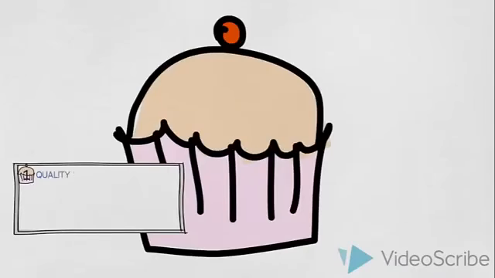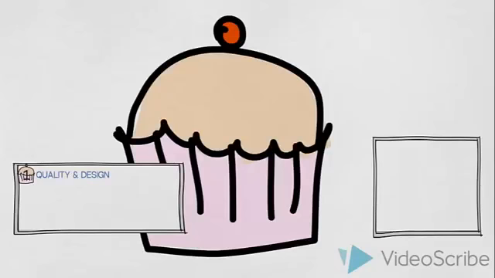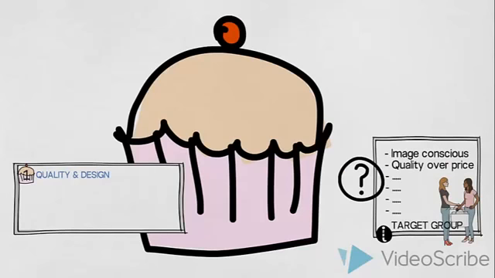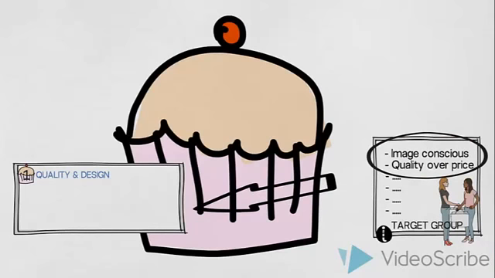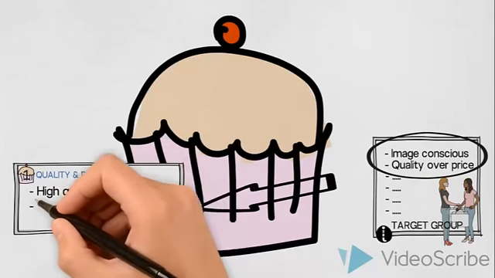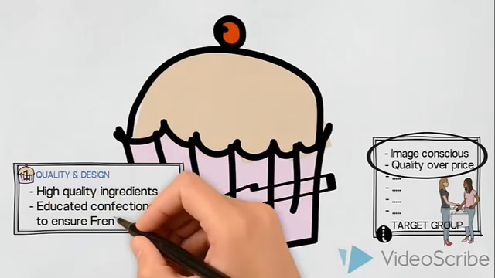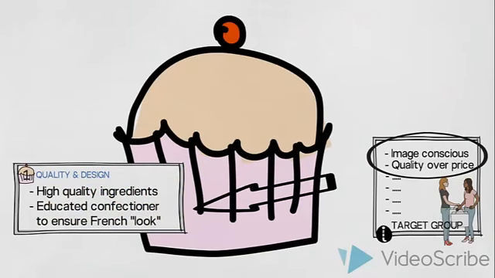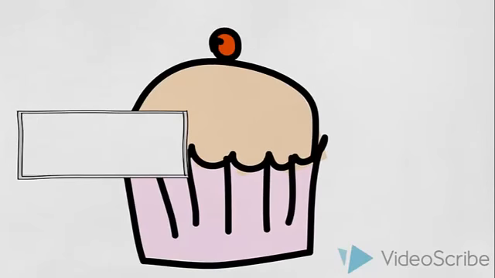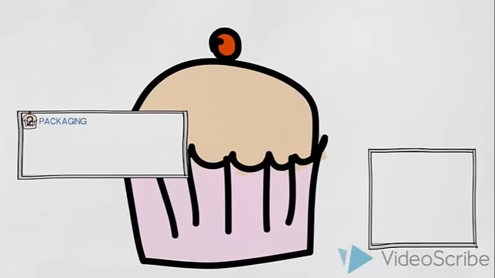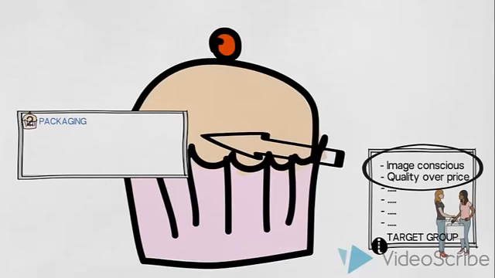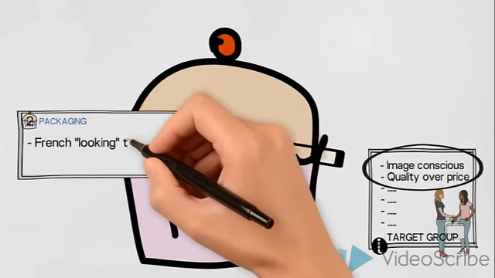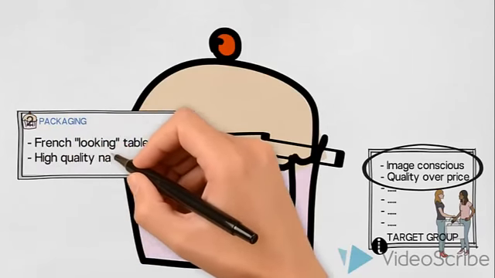Firstly, quality and design. We will look for clues in our target group description. Knowing that our target group values quality over price, we would decide that we will use high quality ingredients in our cakes and desserts, and that we should hire a trained confectioner to ensure the French look of the cakes. Secondly, packaging. Looking at the target group description, we might, for the same reasons as before, decide that we will serve the cakes and desserts using romantic French-looking plates, cutlery, and high-quality napkins.